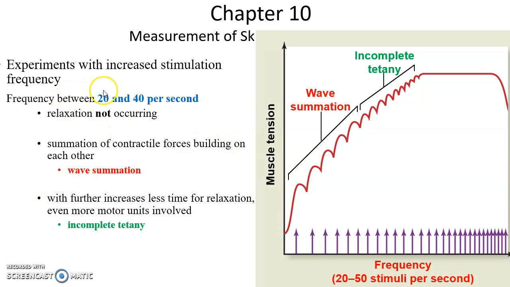So again, you increase the frequency that the voltage is used to trigger to stimulate the muscle contraction. You'll get wave summation as the muscles try to relax but don't get a chance to, increasing the amount of tension. And then if you make it even faster, you get even more rapid generation of force, incomplete tetany.